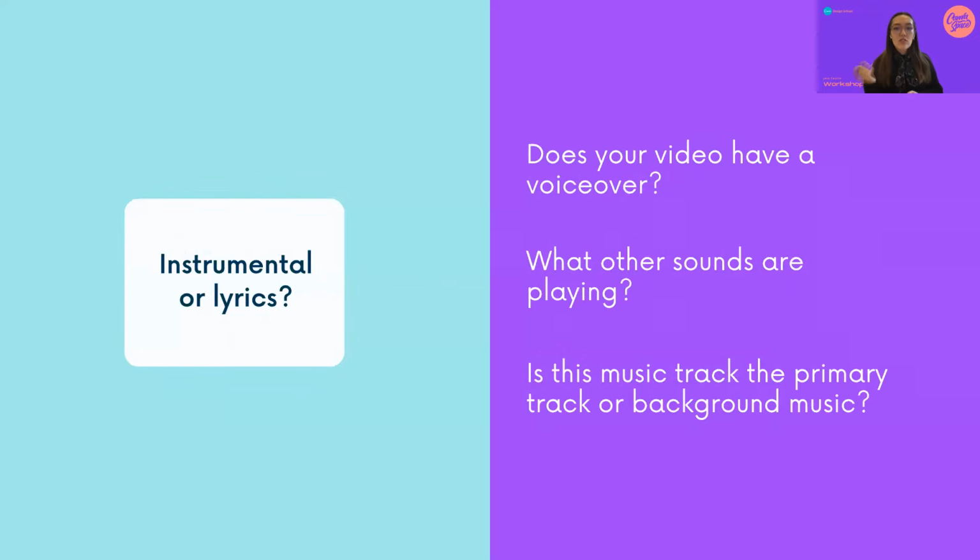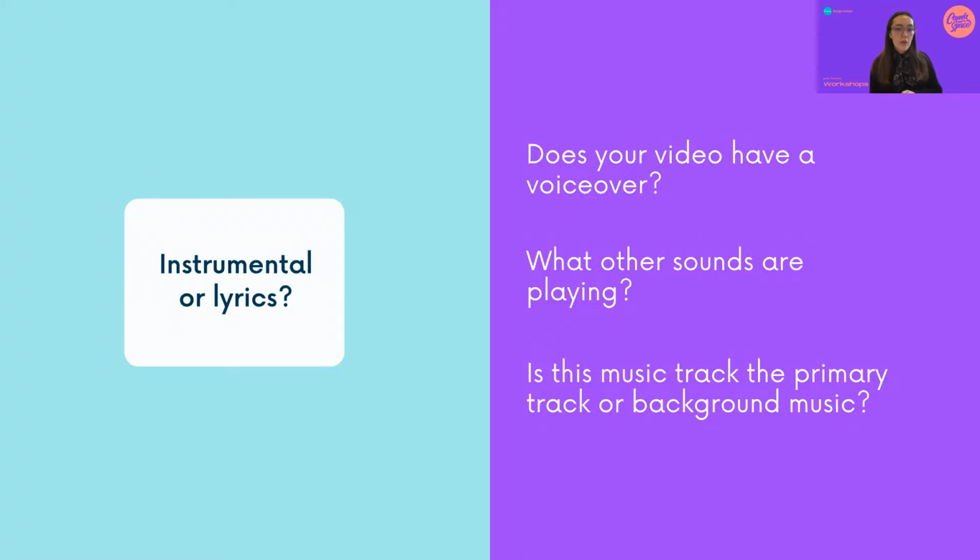And lastly, should you choose a music track with lyrics or should you choose one with instrumentals only? So think about, will the lyrics make it hard to hear a voiceover? If you are including a voiceover, remember lyrics can be quite distracting from that. If there are any other sound effects in the video, will they be able to be heard or will they gel well with the music track? If the music track is the primary track, maybe you can have lyrics since it won't be interfered with. So think about all these different aspects of music and how they work with your design.